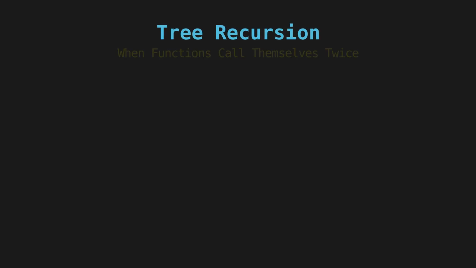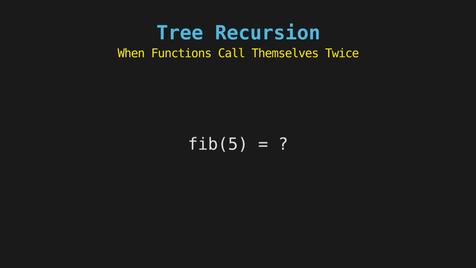Tree recursion, when functions call themselves twice. Regular recursion calls itself once, a nice linear chain. But what happens when a function calls itself 2 times? Things get wild.